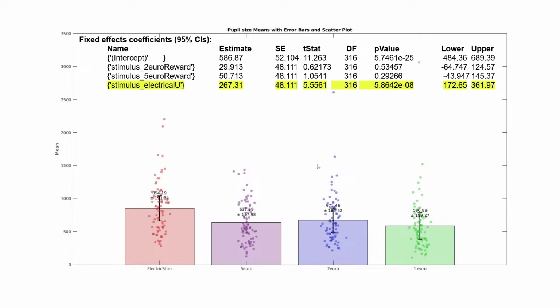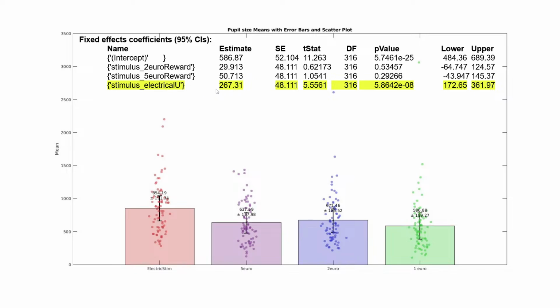And what we can say about the results: here the results are shown as the mean and the standard error. Now it's seen that the electrical stimulation response is higher, and the scatter plot represents each response of all participants altogether. To analyze this, a mixed model was built.